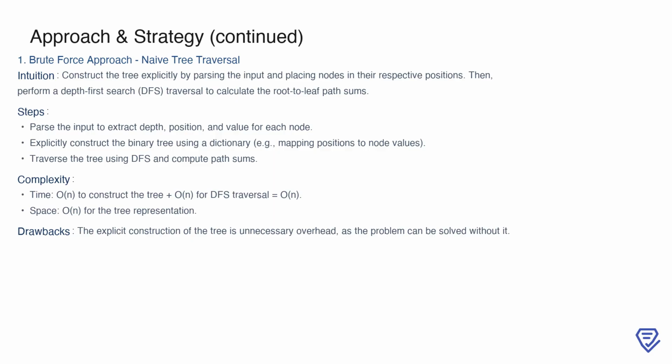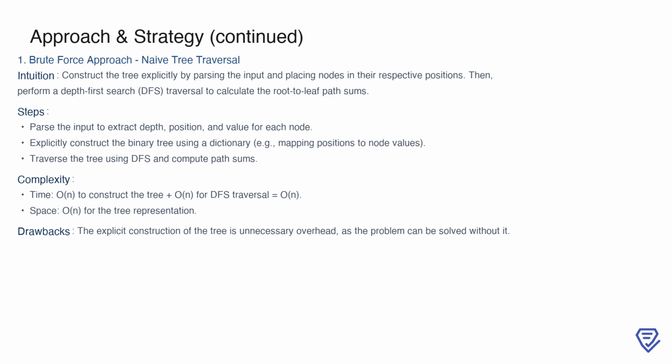Using this information, we build the tree in memory, typically using a dictionary to map each node's position to its value. Once the tree is constructed, we perform a depth-first search (DFS) traversal. During the traversal, we keep track of the current path sum and add it to the result whenever we reach a leaf node. While this approach is conceptually simple, it has some drawbacks.